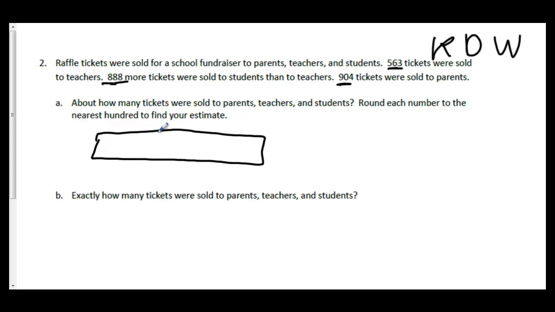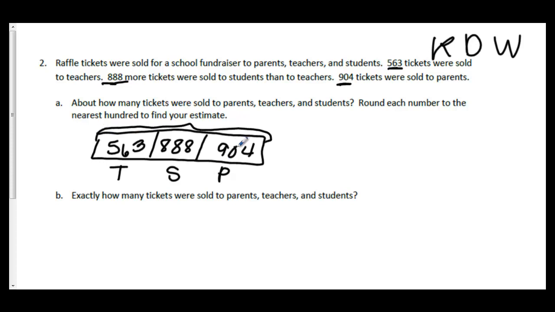And I have teachers bought 563 tickets. That T stands for teachers, not tickets. And then students bought 888. Now, if I was being accurate, this box would have been bigger than 563. And then 904 tickets were sold to parents. So what I'm trying to find out is the total here, this together. So that tells me that I'm going to use addition.